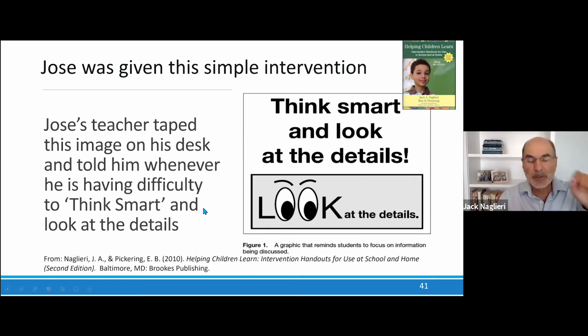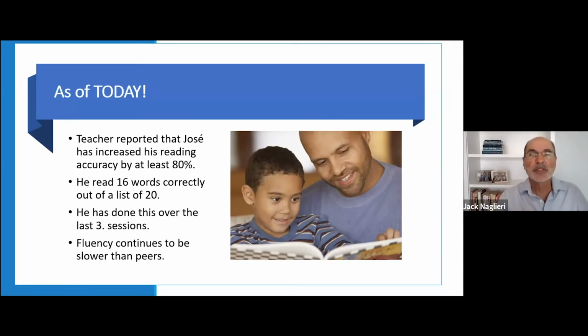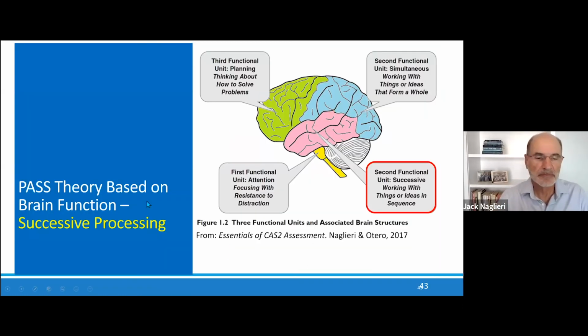And the day that we were talking about this, Tullio said, I just got a message from the teacher today saying that Jose increased in his reading accuracy by 80%. He's reading more words correctly than he has. A simple intervention like that, scotch taping a message, a mantra to a student who had trouble attending to his desk. Wow, it made a difference. That's a really simple intervention.